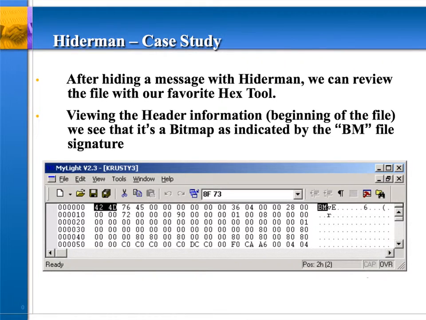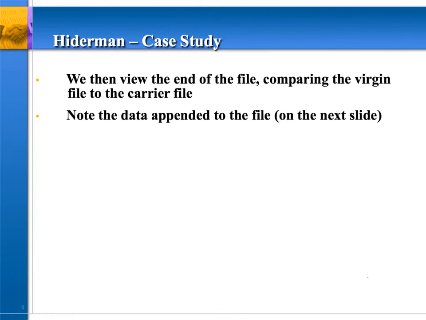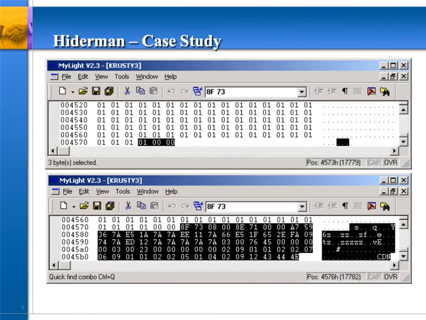This one here says, viewing the header information at the beginning of the file, we see the bitmap is indicated by the BM file signature. So there's actually a signature that Hiderman puts in the header file, BM. But I will say a lot of these programs don't do that. They don't put anything in the header file at all. So it's very difficult, not impossible, to trace what program is used. So when you view the end of the file, comparing it from the original or the virgin file, you can then look at seeing if there are any differences.